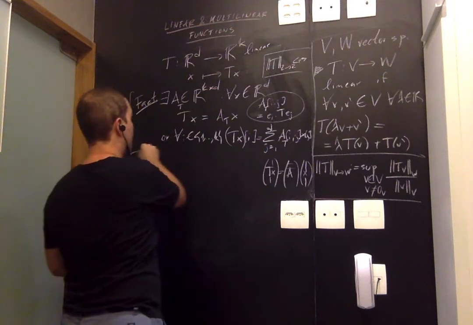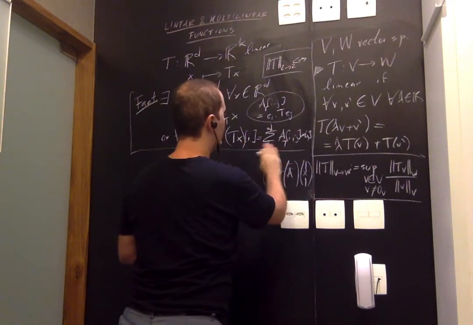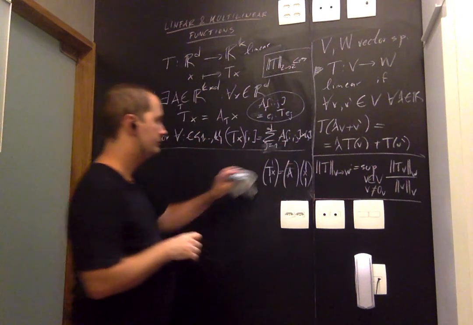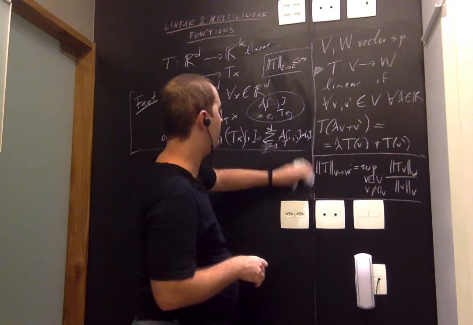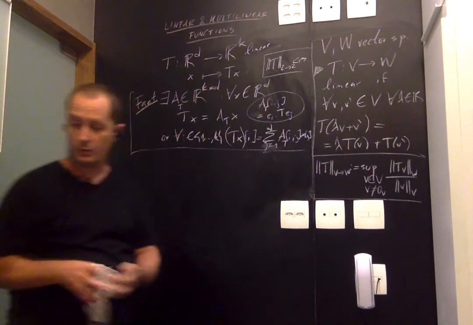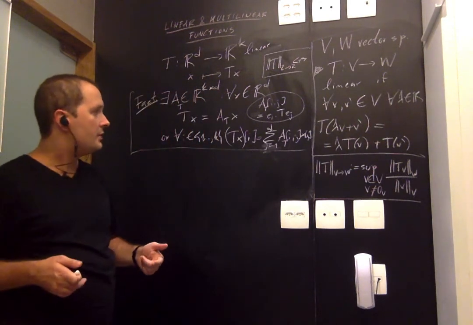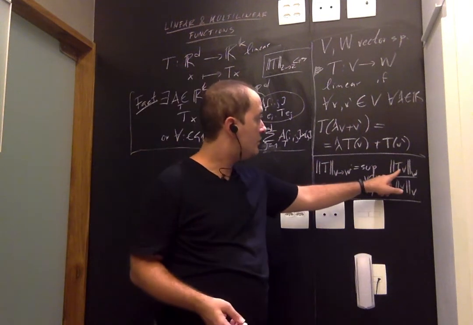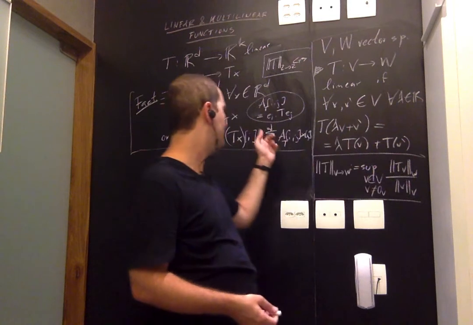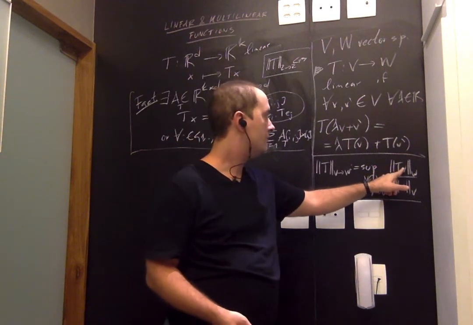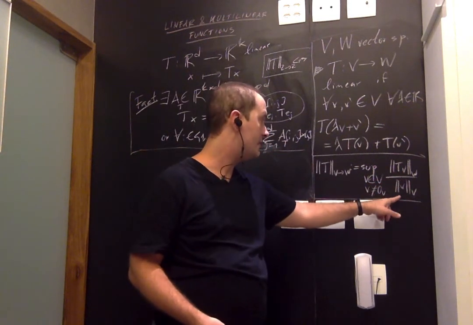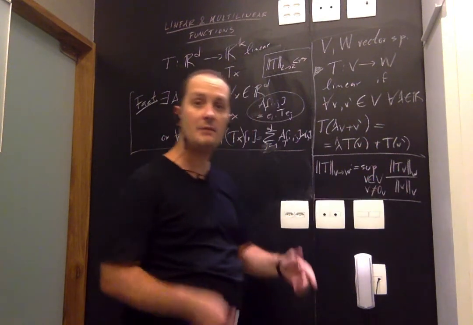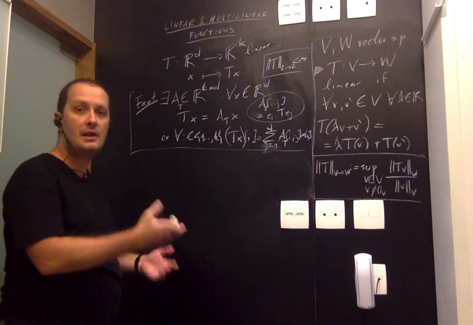Maybe I'm going to erase my little picture here because I need a little bit of space. So what do we do with this? We want to prove that T is bounded. So what do I need to do? I need to be able to say that the ratio of the norm of T of X, where I'm using X here instead of V, to the norm of X is always bounded. That's the same thing as saying that the norm of T of X is at most some constant times the norm of X.